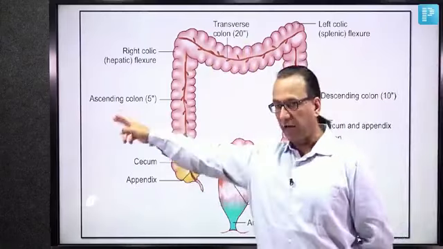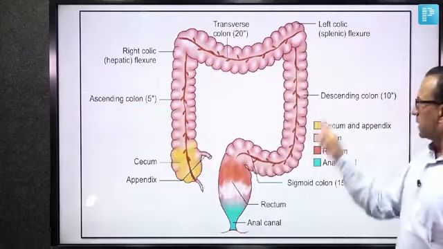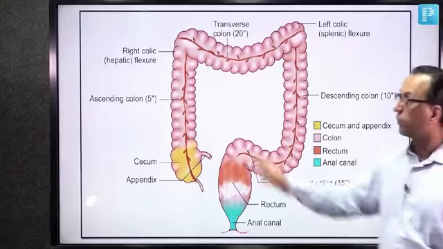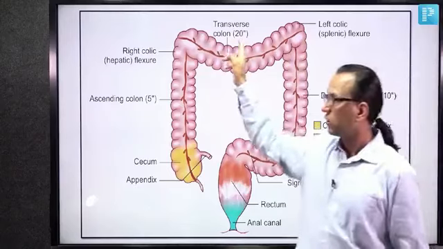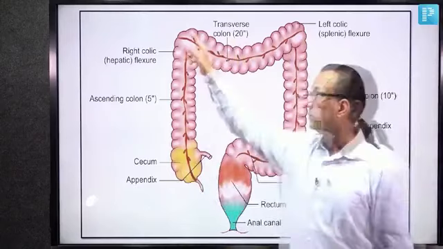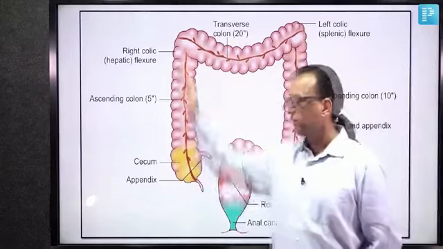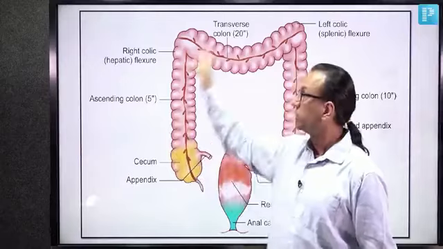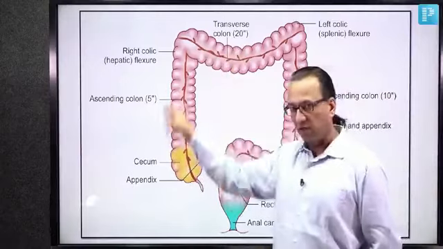5 ones are 5, the ascending colon; 5 twos are 10, the descending colon; 5 threes are 15, the sigmoid colon; and 5 fours are 20, the transverse colon. Or you can remember the shortest segment becomes the longest segment. The shortest segment is the ascending colon and the longest segment is the transverse colon. 5 becomes 20, just to remember the length of the colon.